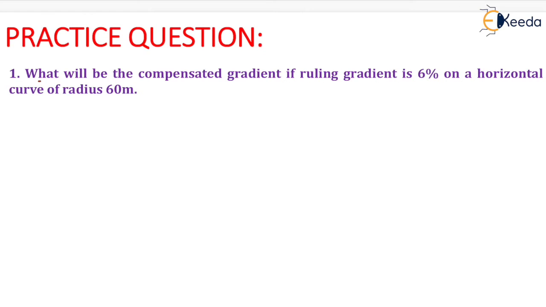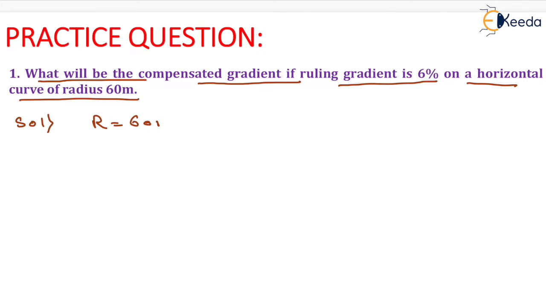The question is: what will be the compensated gradient if the ruling gradient is 6% on a horizontal curve of radius 60 meter? Now we have to calculate the value of the compensated gradient. In the question, the radius is given as 60 meter and the ruling gradient is given as 6%. Now we have to calculate the grade compensation.